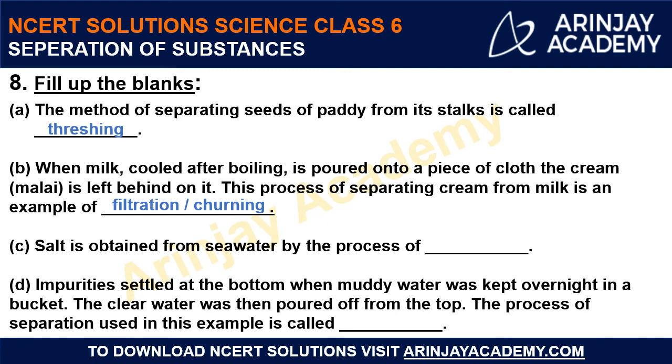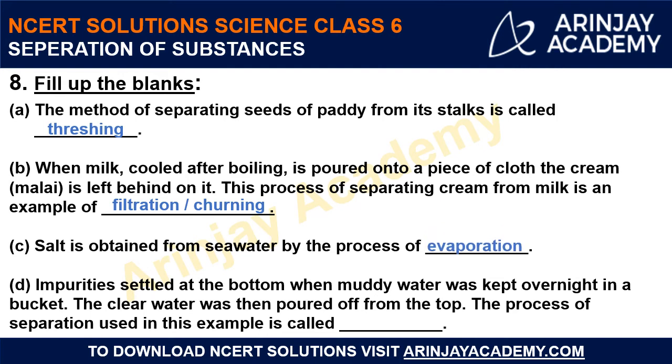C. Salt is obtained from sea water by the process of. Easy, right? Why? Because you know that whenever you boil a solution of water, it can be a sugar solution or a salt solution. So in that case, the water evaporates, leaving the salt and sugar behind. So this particular process is thus evaporation.